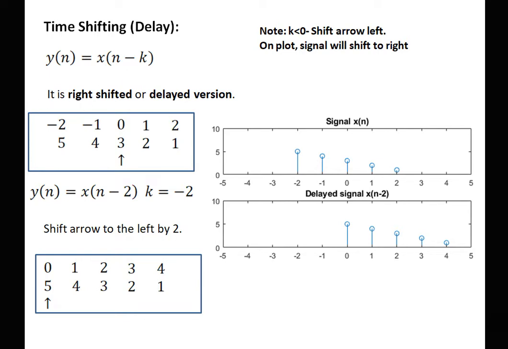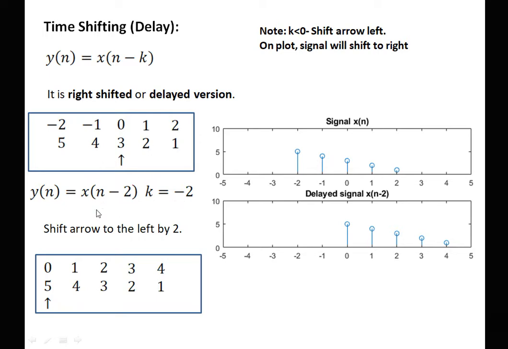Now see the example. Signal is 5 4 3 2 1. Signal occupies from -2 to 2. Now this is the delay operation. If we delay the signal by 2 units, what will happen? As the signal started with -2, when it is delayed, it will start with 0. Y of n is equal to x of n minus 2, that is k is 2. That is, we are delaying the signal.